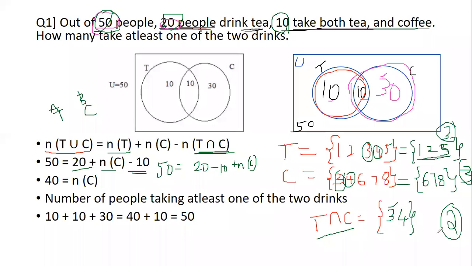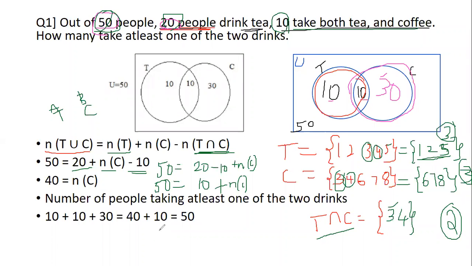Yeah. Now, 50, I will keep it here in its place. 20 minus 10 is 10. 10 plus n of c. Okay, understood till here?